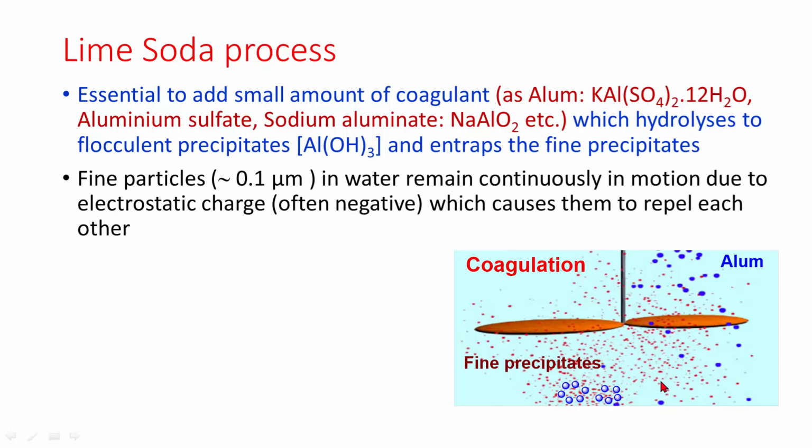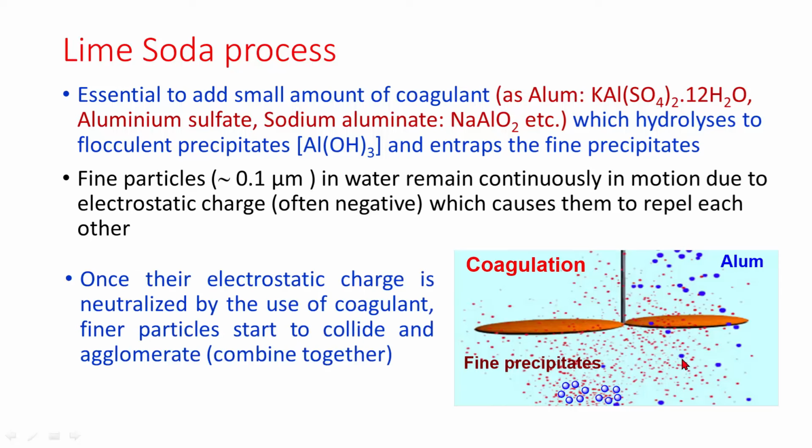Fine particles in water remain constantly in motion due to electrostatic charge. Often this charge is negative, which causes them to repel each other. Therefore, it is difficult for them to settle easily and it takes a very long time to settle these fine precipitates. Once the electrostatic charge is neutralized by the use of coagulants, finer particles start to collide and agglomerate, that is, they combine together.